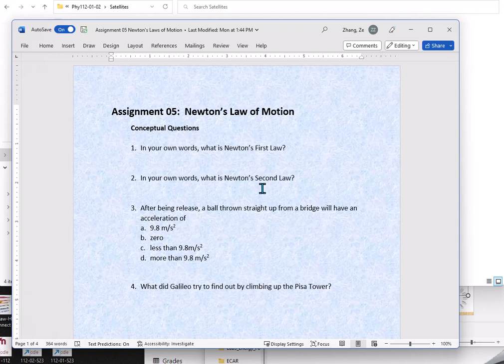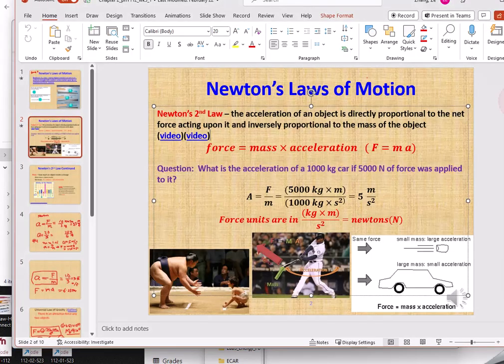But acceleration is always in the direction of force. Alright, so then use your own words. Well, you just have to translate this statement into your own words. The acceleration of an object is directly proportional. The words directly proportional mean to the net force acting upon it.